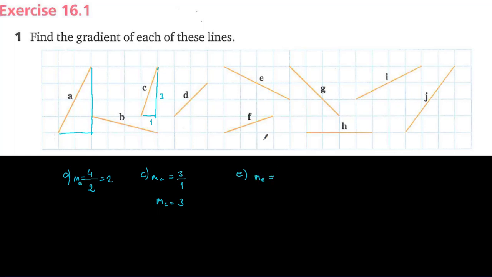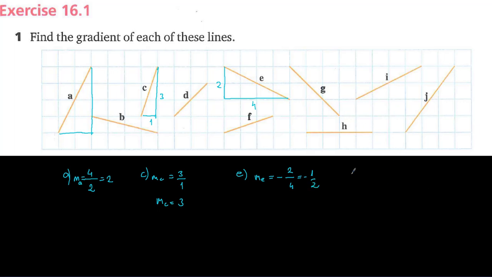So m_e is equal to, here the vertical one is 2 units and the horizontal one is 4 units. So it's equal to minus 2 over 4, which is equal to minus 1 over 2.